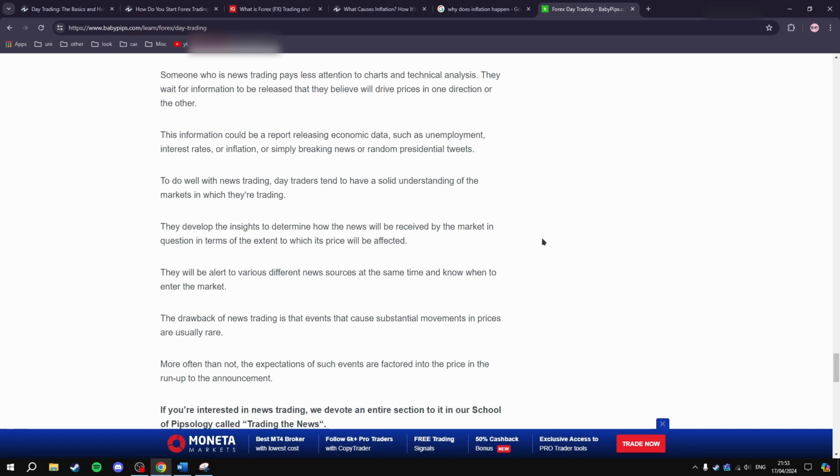They wait for information to be released that they believe will drive prices in one direction or the other. This information could be a report releasing economic data such as unemployment, interest rates or inflation, or simply breaking news or random presidential tweets.